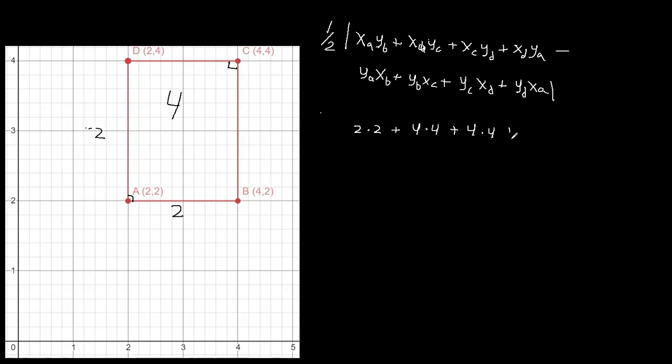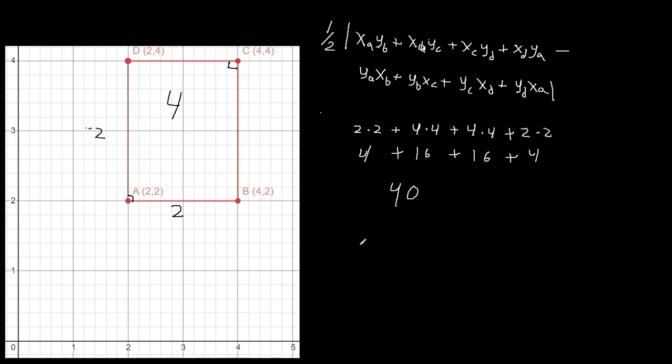Okay, plus, and now we're hitting the x coordinate of d, which is 2. And then because we've hit the last point, we have to wrap around and grab the y-coordinate of the a point, which is 2. Okay, so we can do the math, right? That's 4, 16, 16, and 4. So that's going to be 20 plus 20, and we're going to get 40. So that's this first half here.